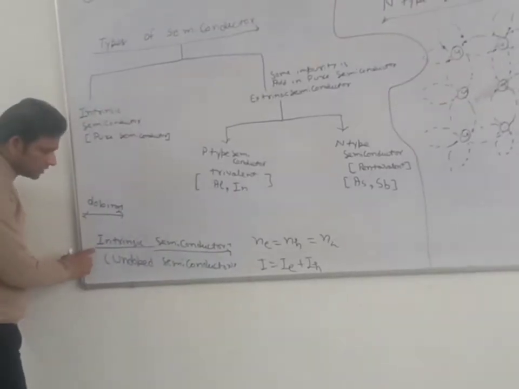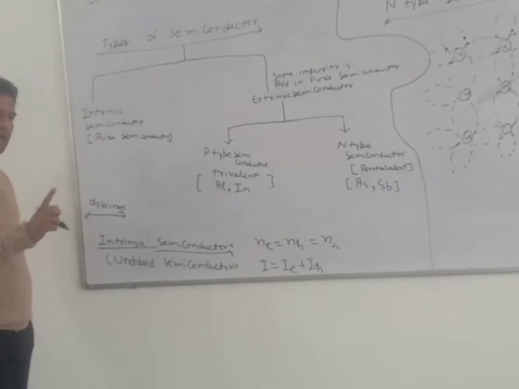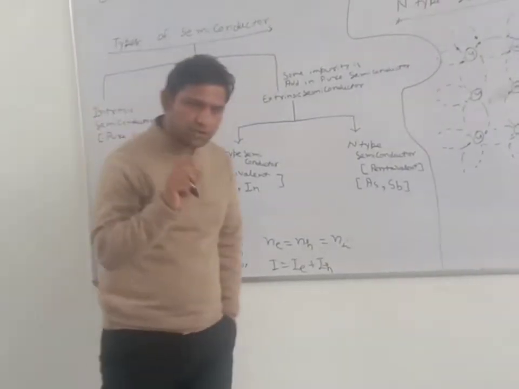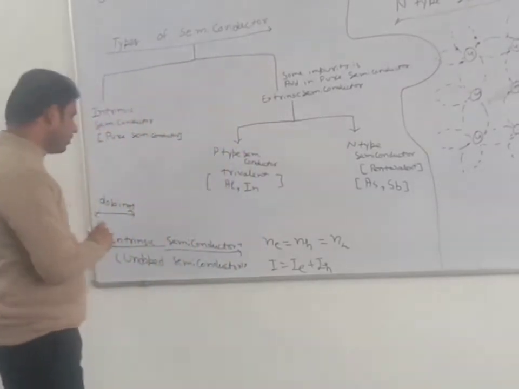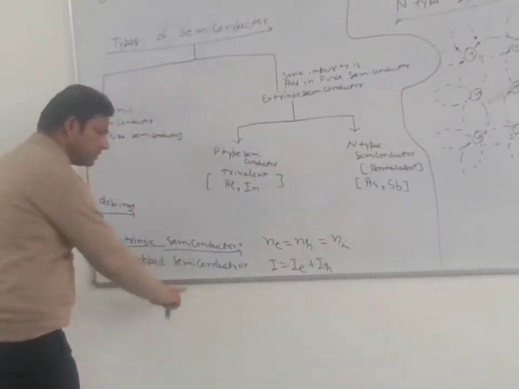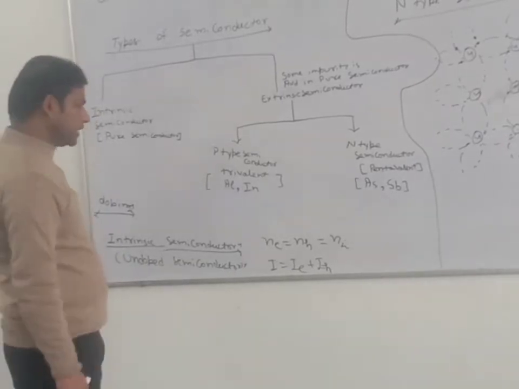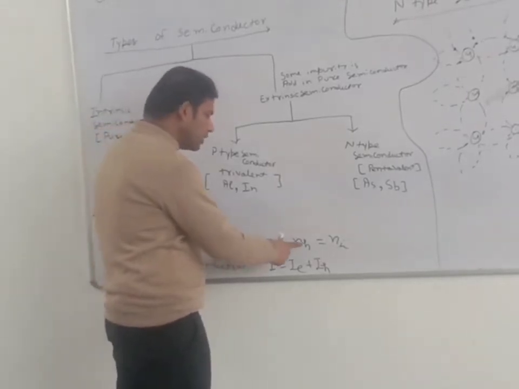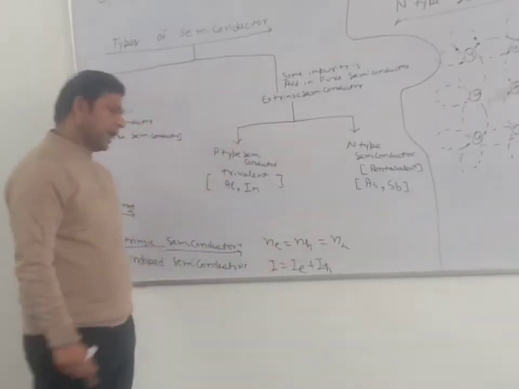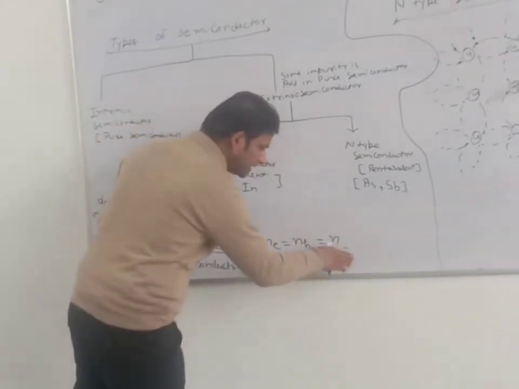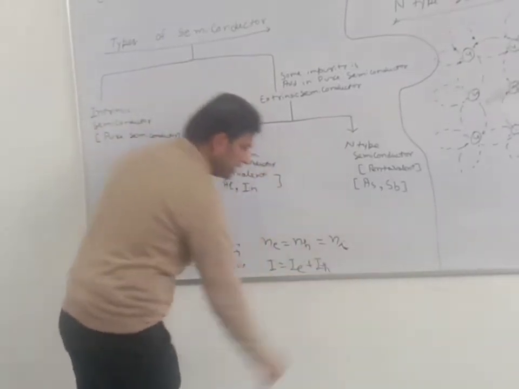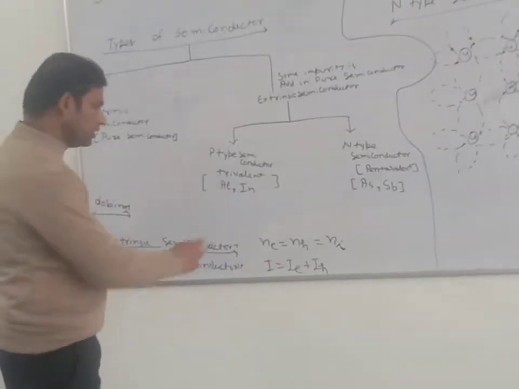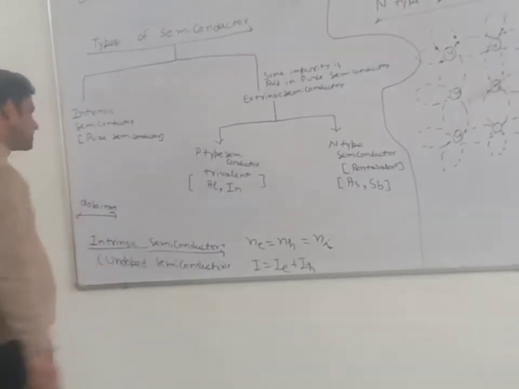So next is intrinsic semiconductor. The other name of intrinsic semiconductor is undoped semiconductor, or pure semiconductor. In this type of semiconductor, the number of electrons equals the number of holes. Ni is the symbol of intrinsic semiconductor, with suffix i for intrinsic. So number of electrons equal to number of holes means intrinsic semiconductor.